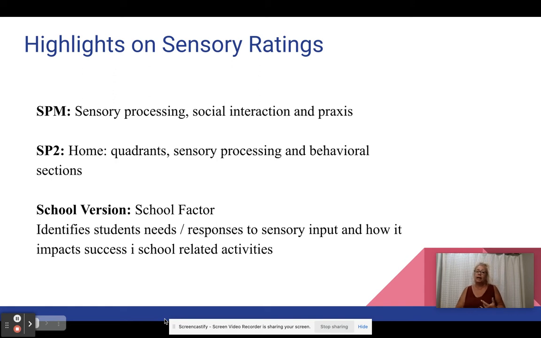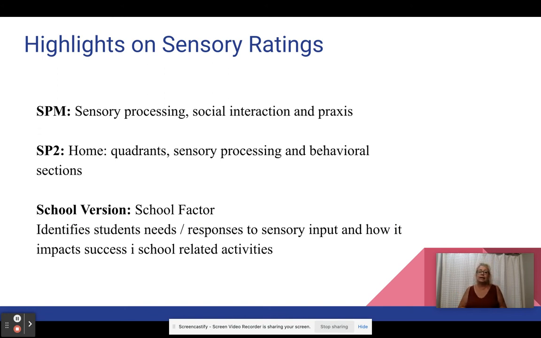We're going to be talking, or you will be completing information on the Sensory Processing Measure and then the Sensory Profile too. The difference between the two of these, as you'll see, is the Sensory Processing Measure identifies areas of sensory processing, which are the ones that we're most familiar with: the hearing, the touch, the smell, the taste, and balance and motion and vision. And also looks at social interaction and praxis, which is the ability to understand what needs to be done, motor planning it, and then executing that task.